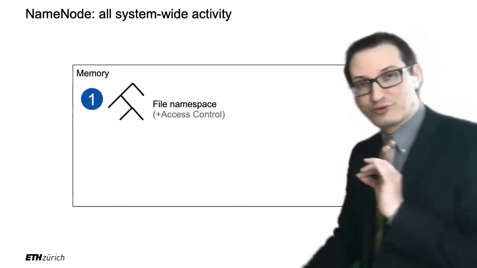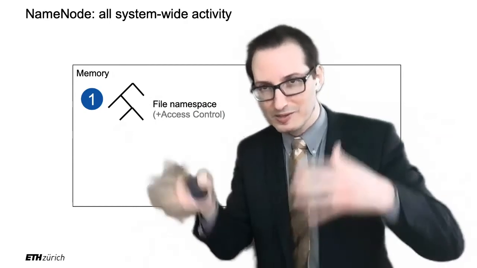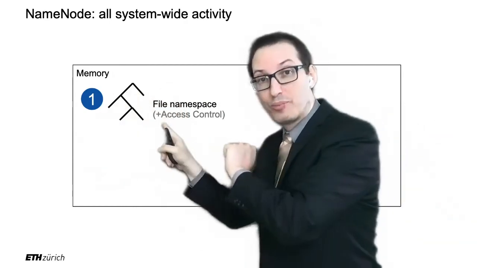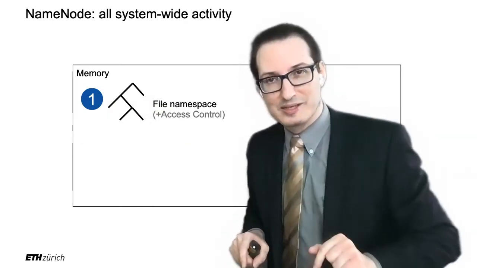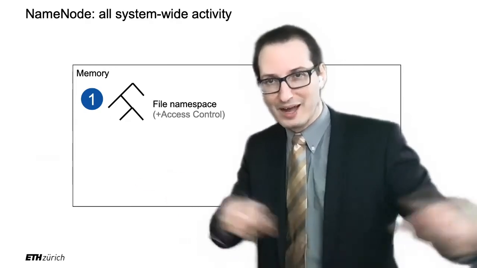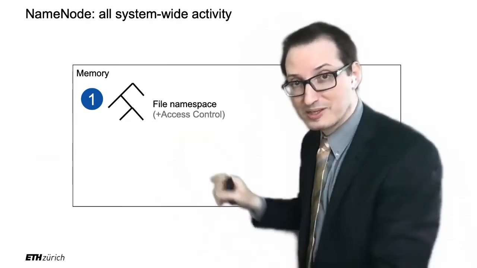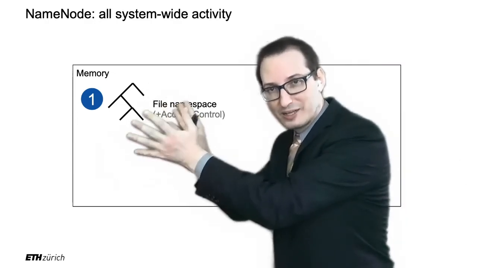First, it has the entire hierarchy of files. It's only a few million entries, so that fits on the machine. It has the directories and file names, plus access control. Access control means that Alice can access that file and Bob can access that other file. There are a few security things in there, but basically it's just the hierarchy of directories and files, just their names.